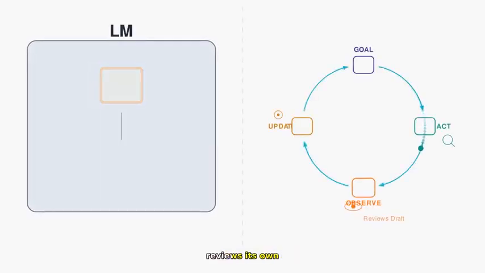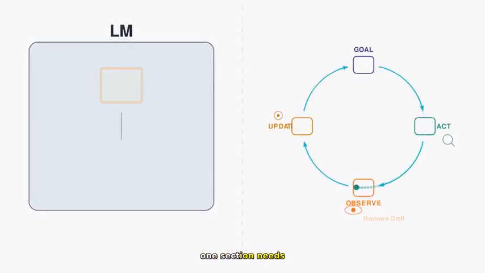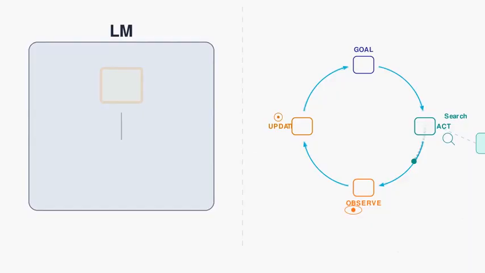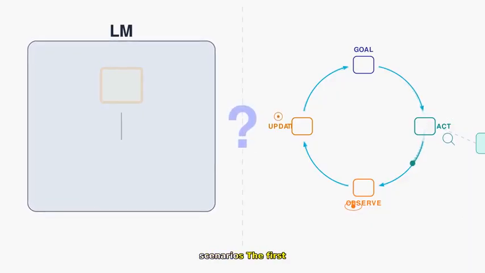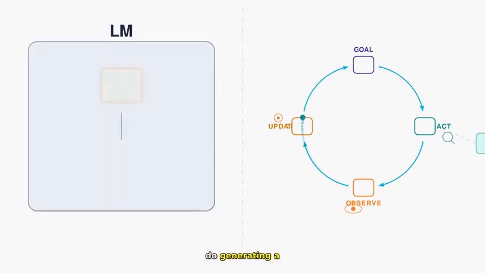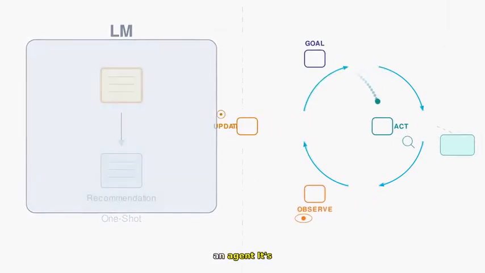And then it reviews its own draft and decides one section needs more supporting evidence before it can be confident in the claim. So, it searches again. What's the difference between those two scenarios? The first one is a language model doing what language models do, generating a response from what it knows. The second one is an agent.